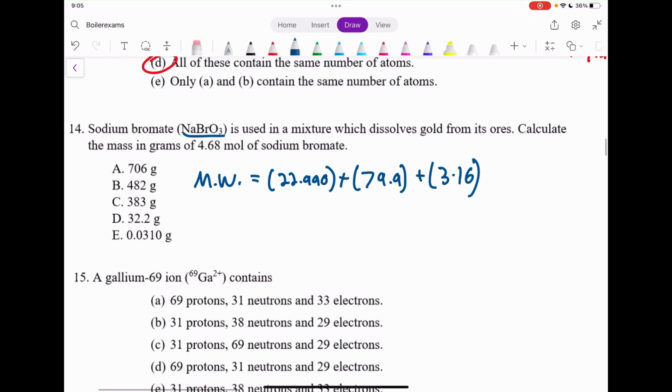So you take the atomic masses, times it by however many there are. So in oxygen's case, that was 3. The other 2 were just 1. And then you add those up. So 3 times 16, 48, plus 79.9, plus 22.990, 150.89 grams per mole of this sodium bromate. I think they called it bromate.